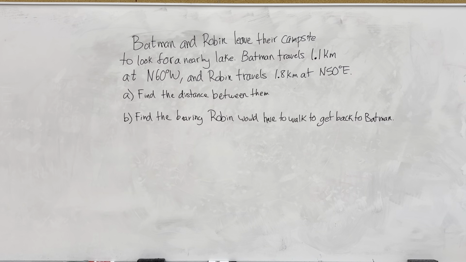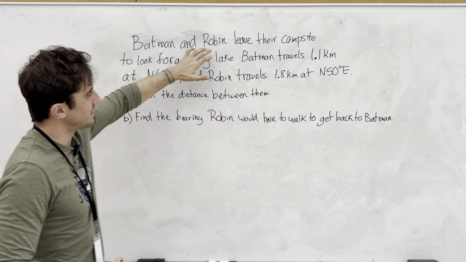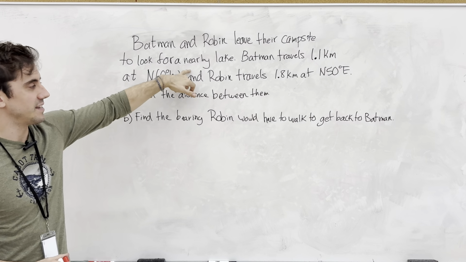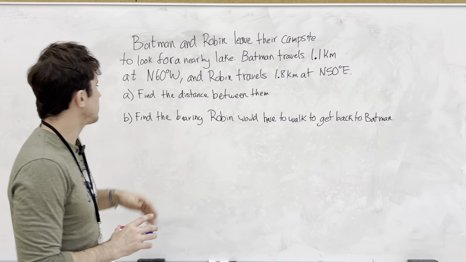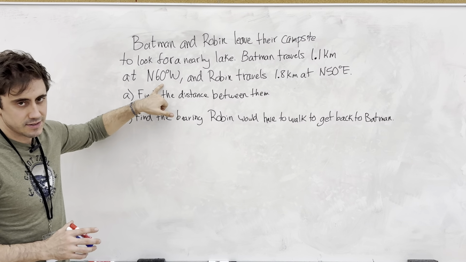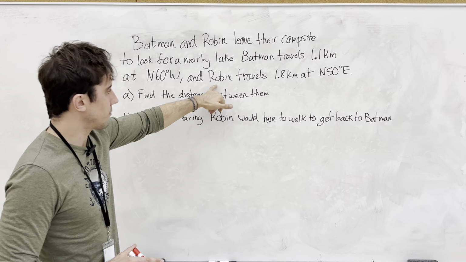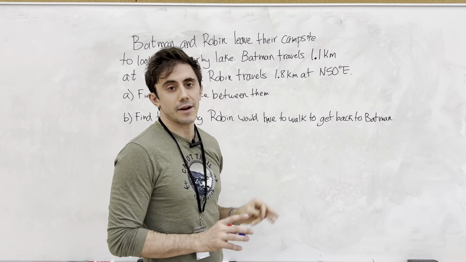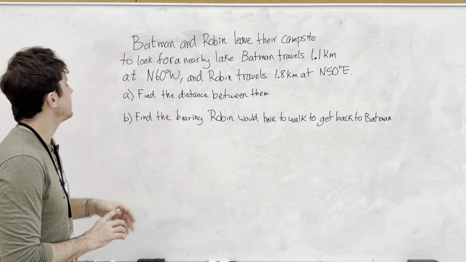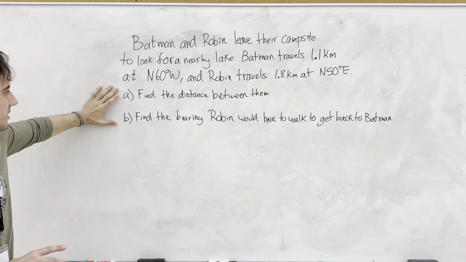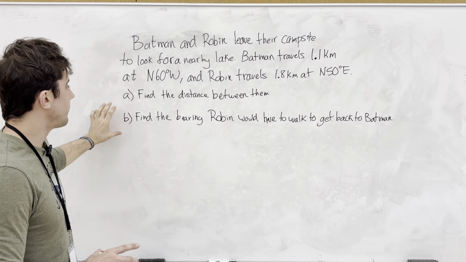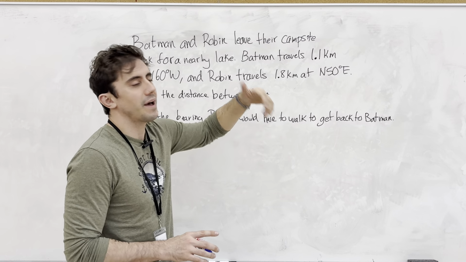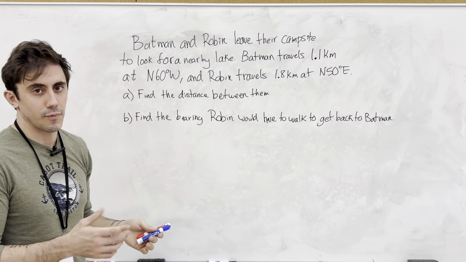Good afternoon, everyone. Today we're going to do a problem with bearings, where we have a situation of Batman and Robin leaving their campsite to go look for a nearby lake. Batman first travels 1.1 kilometers at a bearing of north 60 degrees west, and then separately Robin travels 1.8 kilometers at a bearing of north 50 degrees east. We are asked to find the distance between them after they go off in their separate directions, and to find the bearing that Robin would have to walk to get back to Batman from that point.